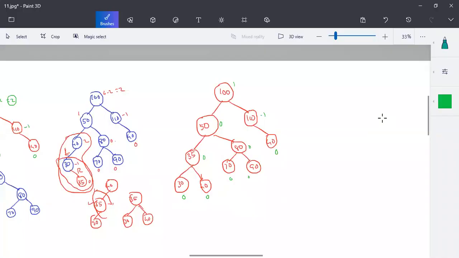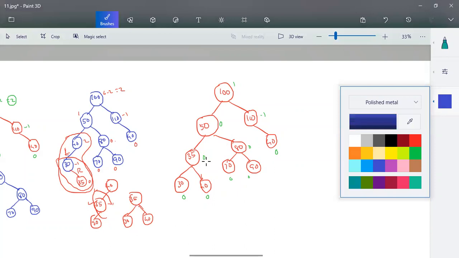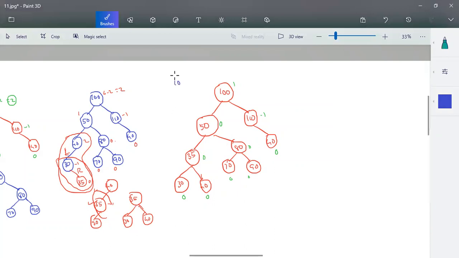Okay. So one more insertion alone I'll perform to make sure you understand it better. I'll just insert one more element, 10, into this list. So what happened when I insert 10? 10 is lesser than all the nodes, so it will come over here. Now what will be the balance factor?